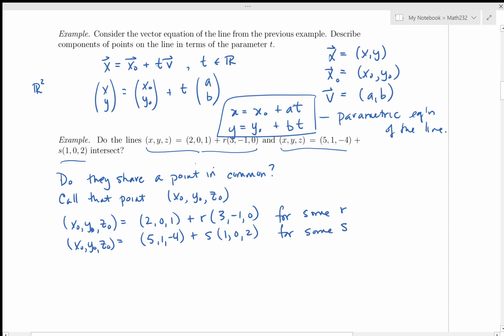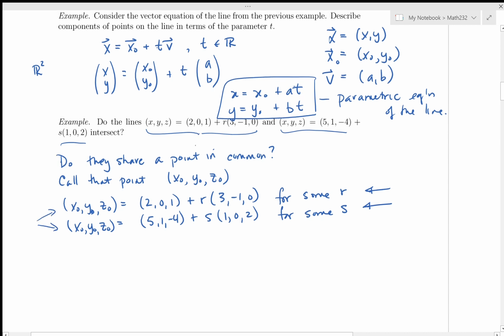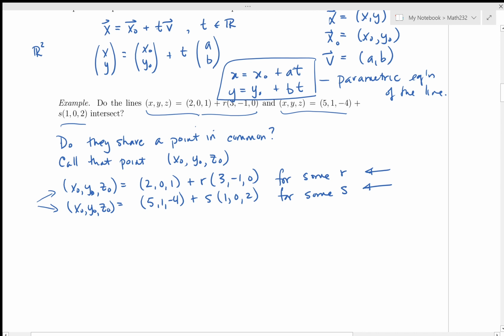Because if there's some r that makes this one true, then I'll be able to represent the point on the first line this way, and I will be able to represent the same point on the other line in this way if there's some s that makes this true. Those two left-hand sides are the same. They are the point x naught, y naught, z naught. So that must mean the two right-hand side points are the same.